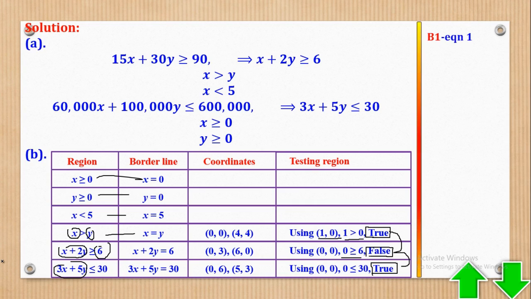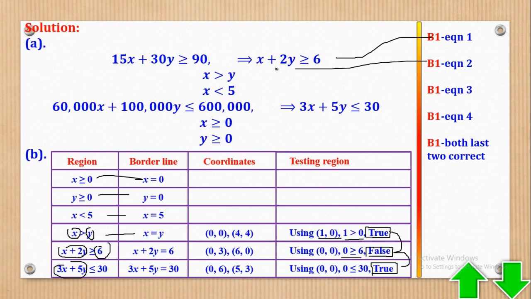So before we go to the next slide, where we have to shade, where you have to draw the inequalities, let's see how much can be awarded for this slide. So B1 for equation 1, B1 for equation 2, B1 for equation 3, B1 for equation 4, and B1 for both these ones which we have got using logic.